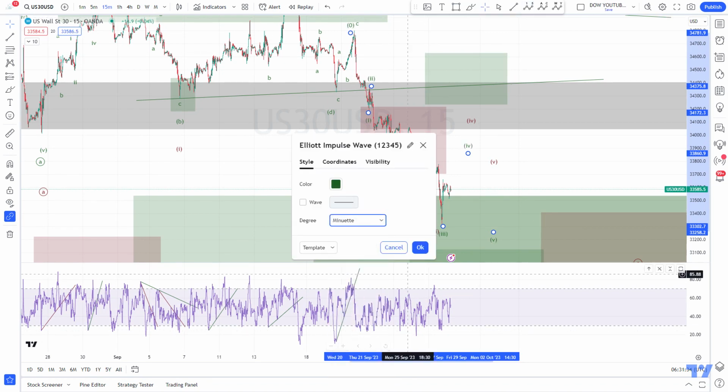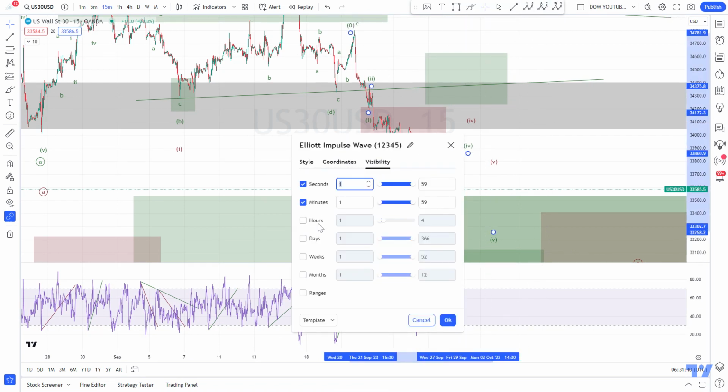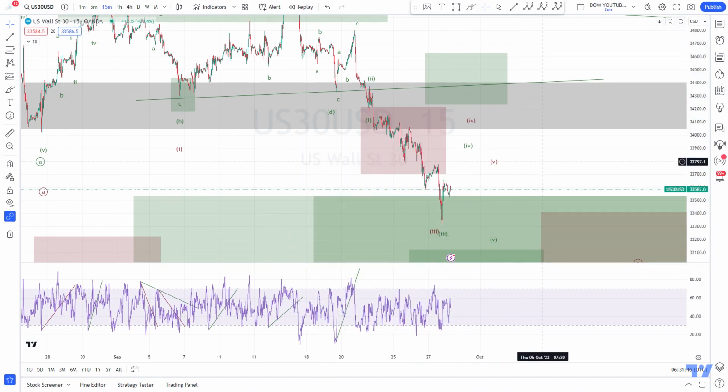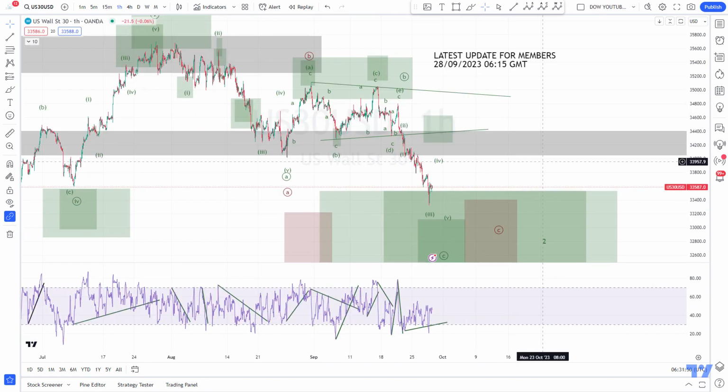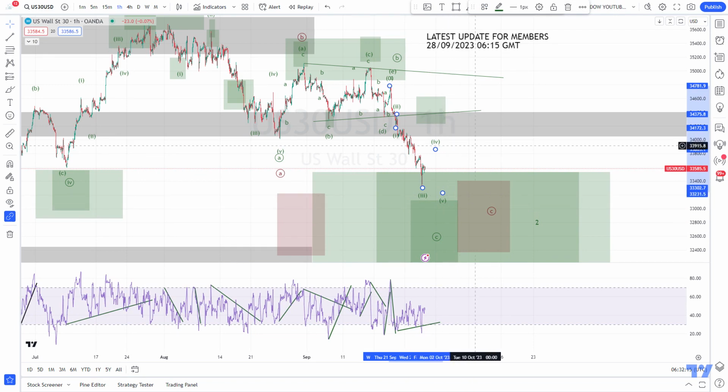Something like this here. I put this in the higher degree, and I will make it visible in the 1 hour. Okay, let's have a look how that looks here. Then our wave C should be something like this: 1, 2, very shallow wave 2. Then this here is our 3, like we had this good punch down here in RSI, and then 4 and a 5, and then we could reach this area here.